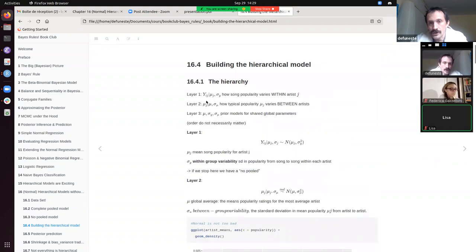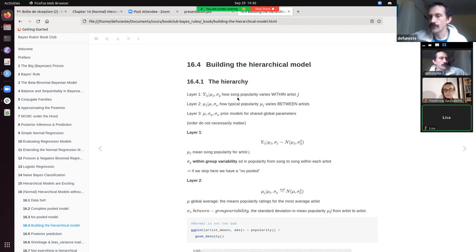Okay, so now we are finally building the hierarchical model. What does it mean? It means we have a hierarchy, and we have built it in 3 layers. The layers 1, 2, and 3 do not necessarily have any kind of meaning. It's just a way to organize them. I still think they're organized from top to bottom. This is my understanding, but you could build it backwards.